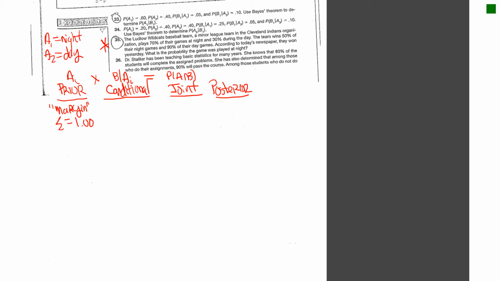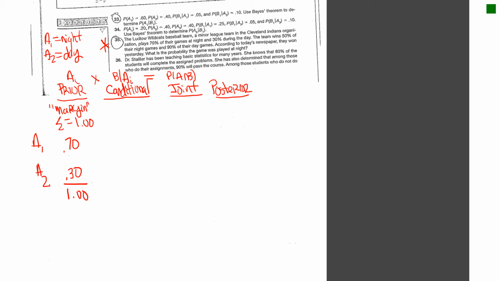And you notice in this column, if I put A1 and A2, these two will add up to 1. Those are your margins. So 70% of games are at night. I'm going to put 0.70. And then for the day games, I'm going to put 0.30. And notice that adds up to 1. So that's how you recognize what they call your prior probabilities. It's basically your margins, like from your contingency tables, and they should always add up to 1.